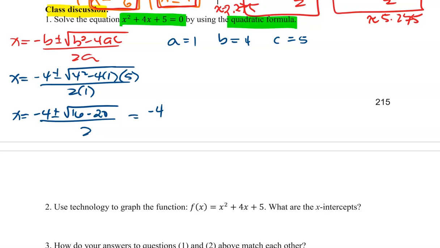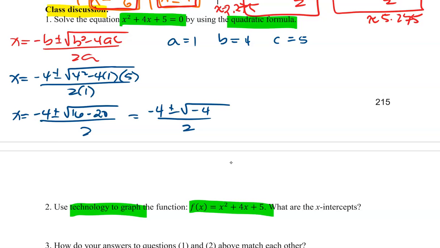So that is negative 4 plus or minus the square root of 16 minus 20, which is negative 4, over 2. And we don't have the square root of a negative 4, so let's stop here. So our answer is negative 4 plus or minus the square root of negative 4 over 2. Then number 2, this time use technology to graph a function f of x equal to x squared plus 4x plus 5, and the question, what are the x-intercepts?